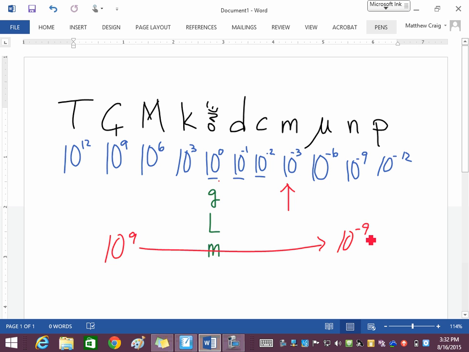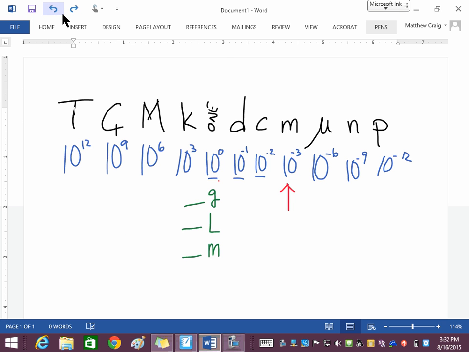So if I'm moving my decimal place the correct number of times, I start at 10 to the 9 and I finish on 10 to the negative 9. That means I've moved my decimal place 18 total times. So we want to reflect that information accordingly.